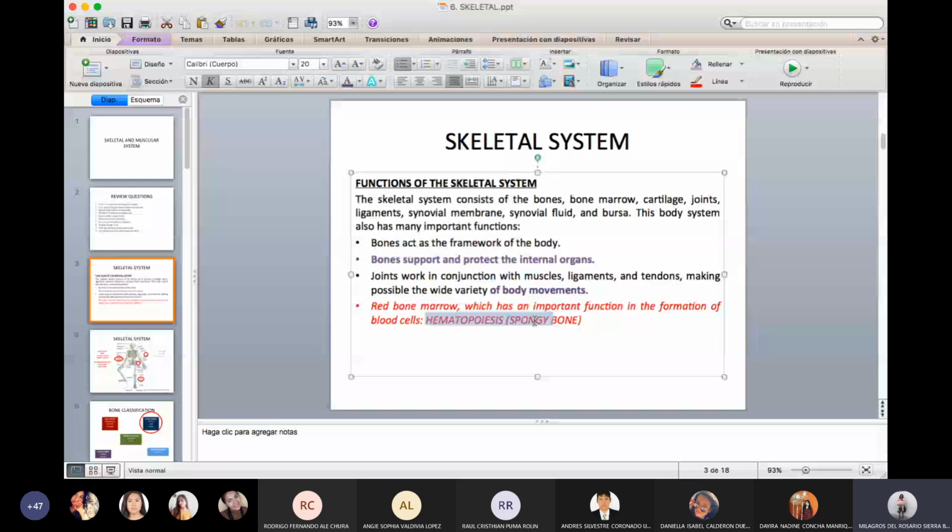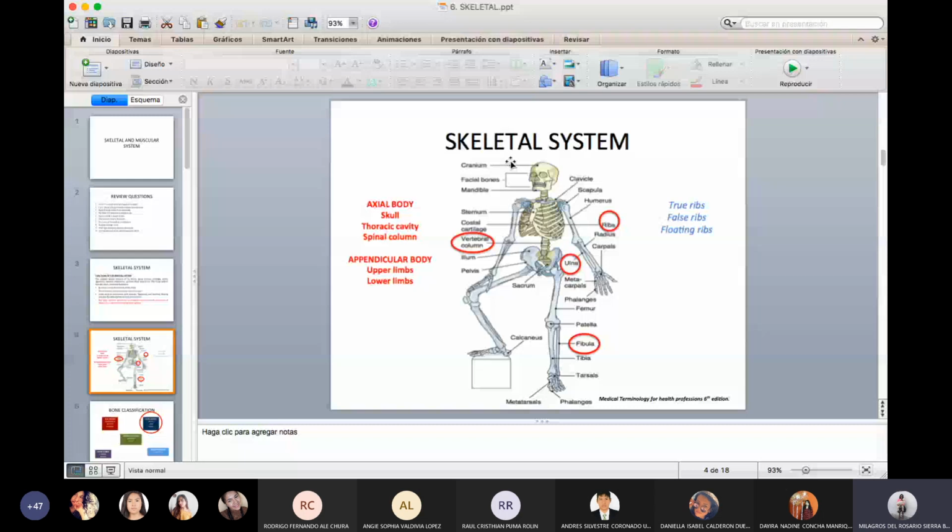Then you guys remember all the different bones that are in the body. You know this better than I do. I haven't done anatomy since the university, so you guys know this better.